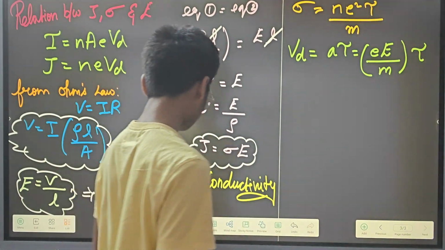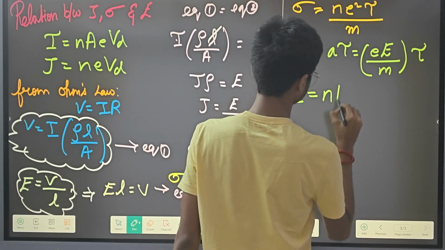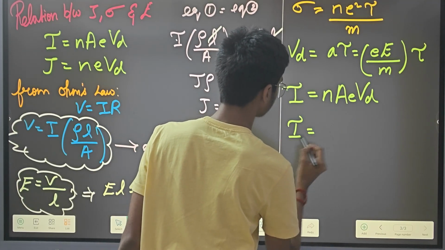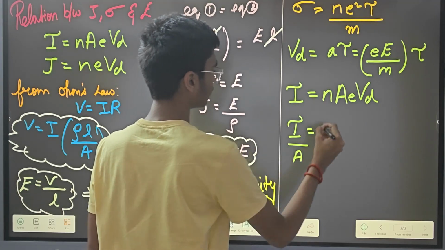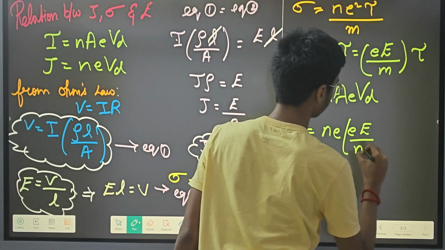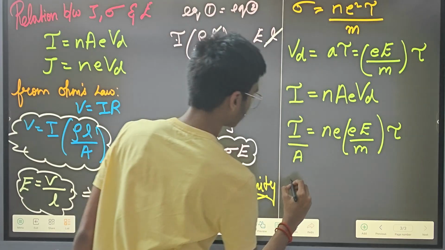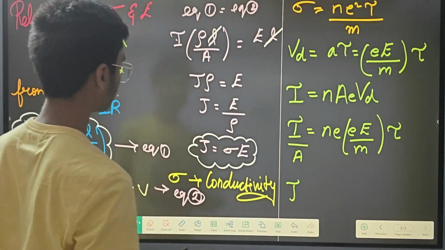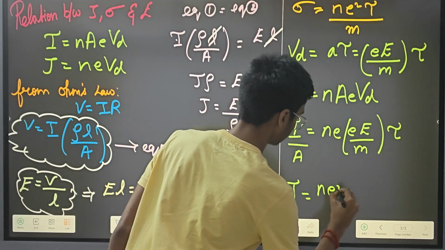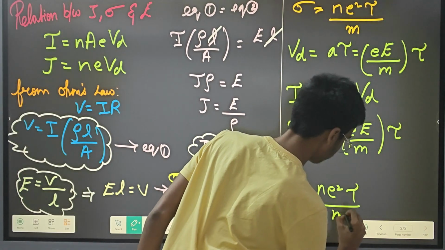Next, we have I is equal to n e A Vd. In place of Vd, I'm going to substitute this formula. So I by A, taking A to the denominator, is n e into eE divided by m into tau. I by A is equal to J. So J is equal to n e squared tau E divided by m.